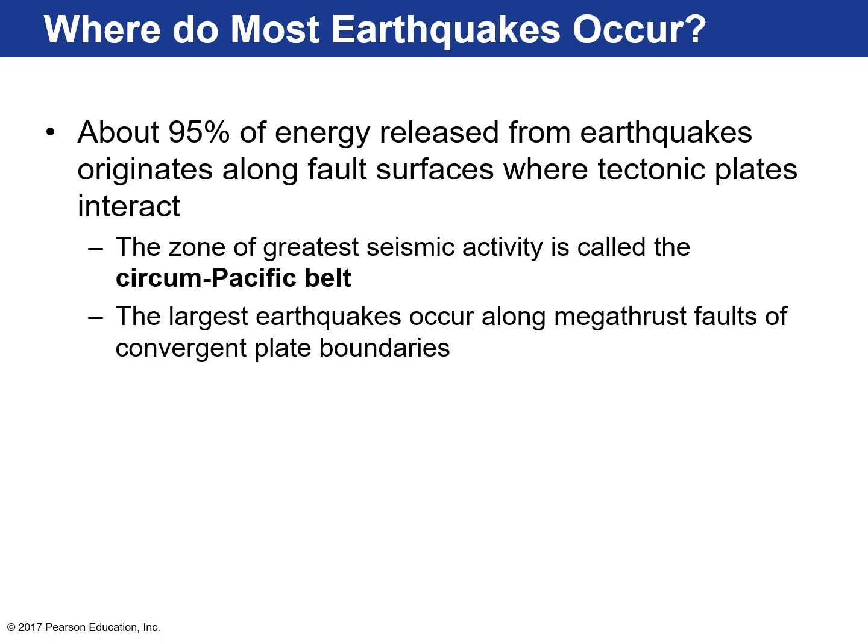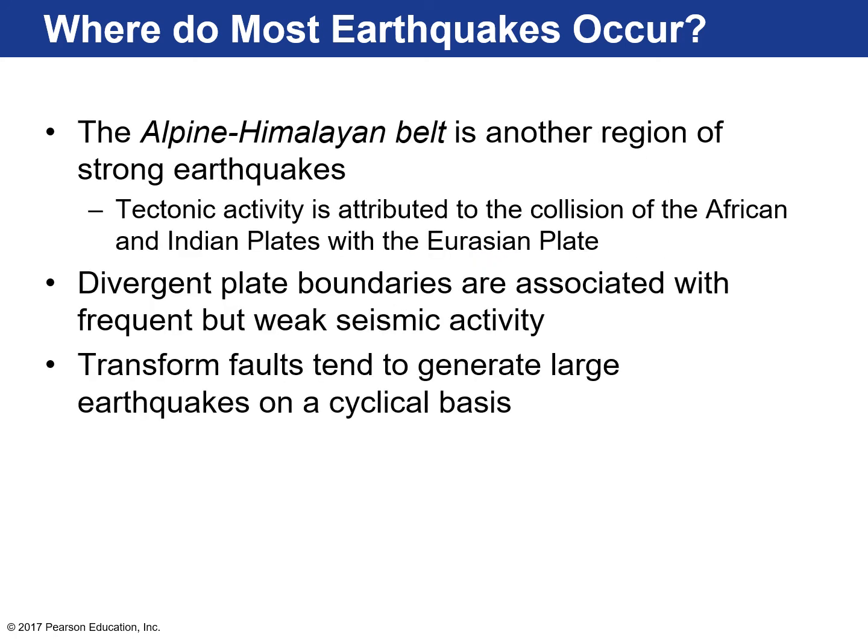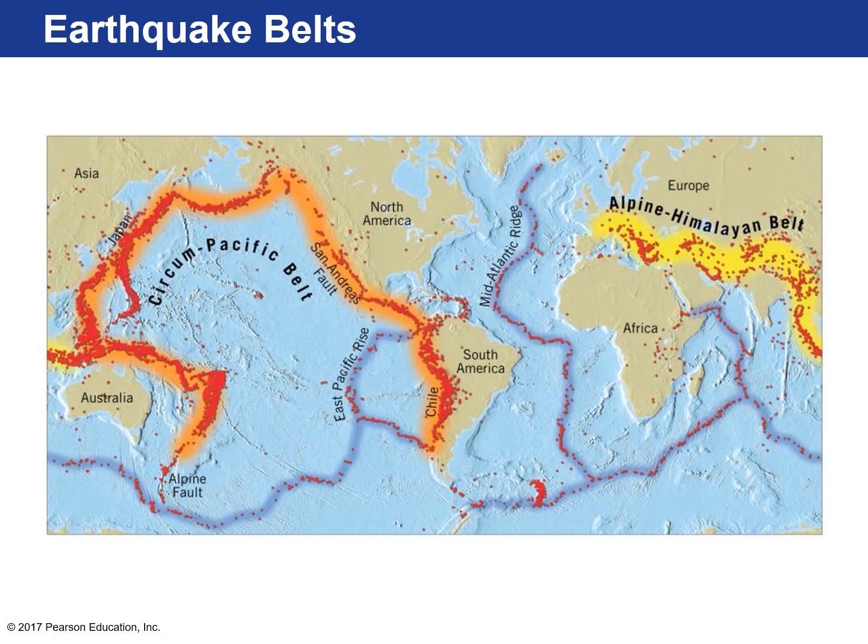Okay, so where do most earthquakes occur? They occur mostly around convergent plate boundaries. Most of the seismic activity surrounds the circum-Pacific belt. Okay, let me show you what that is. All right, this is the circum-Pacific belt. It surrounds the Pacific Ocean.